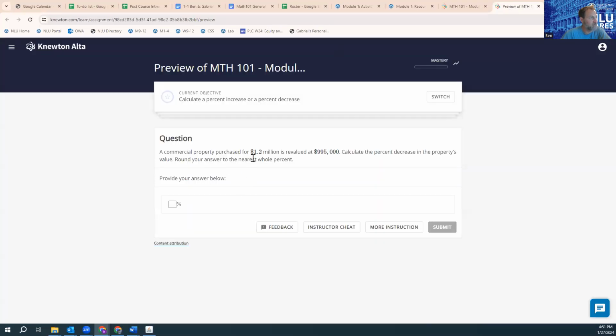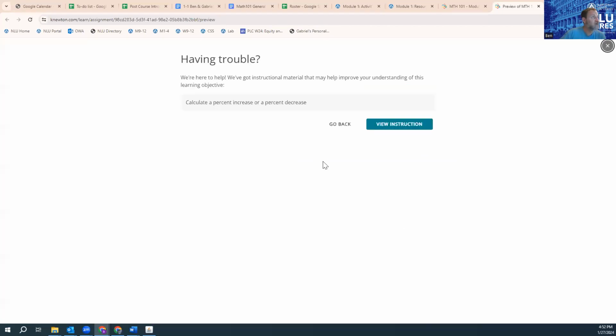I'm trying to do this problem. It's purchased for 1.2 million. It's revalued at 995,000. I want to find the percent decrease. So in other words, it went from 1.2 million down. And one of the things I'm not sure about is that I would normally say that would end up as a negative, but it is asking about the percent decrease directly. So I'm not sure whether that's part of it or not. Maybe that's why I need to go to more instructions here.